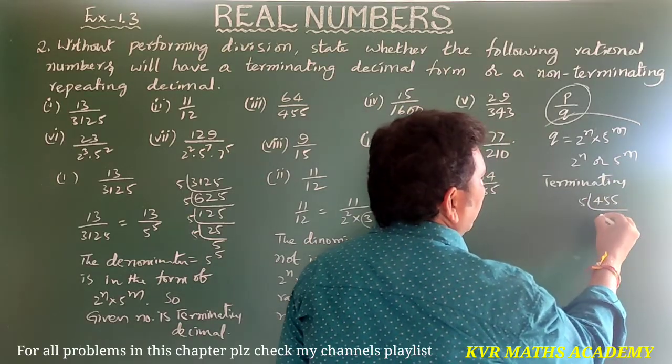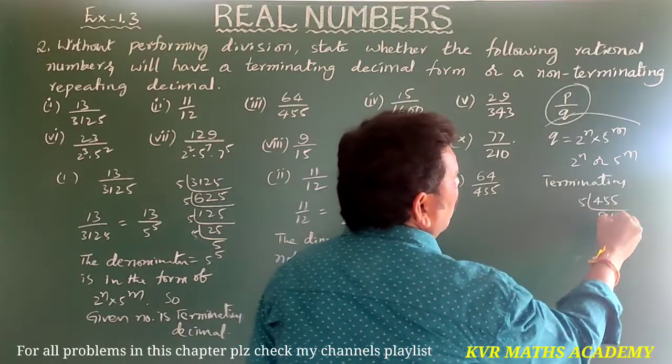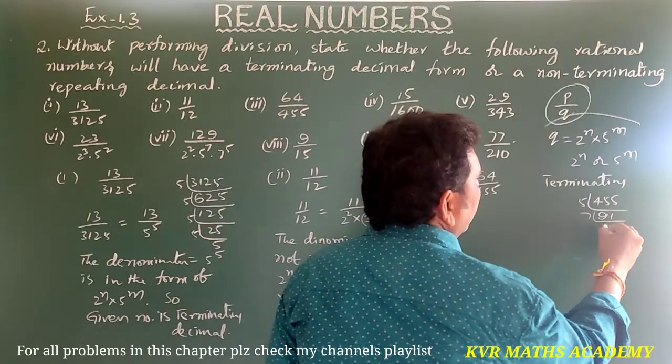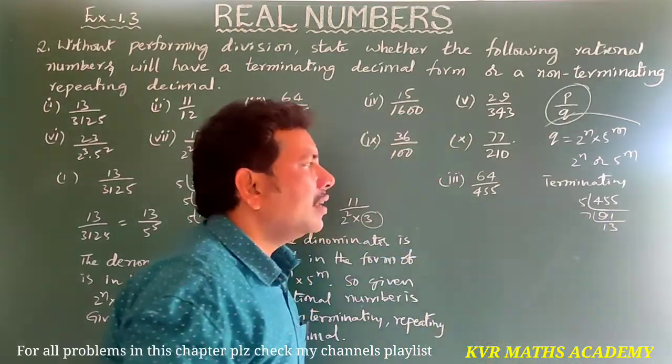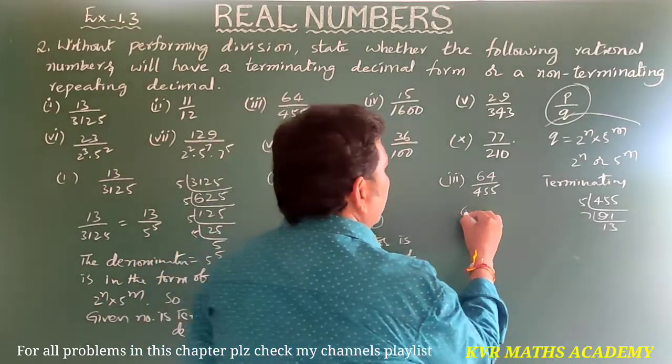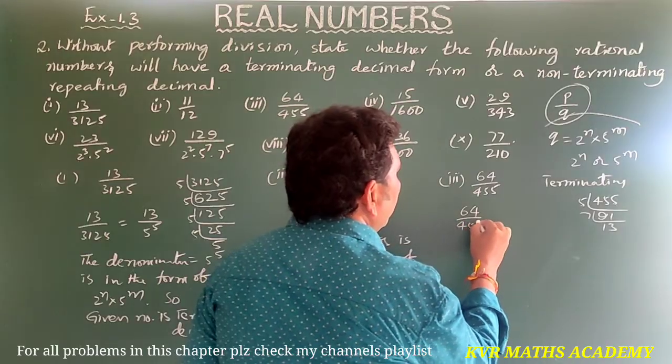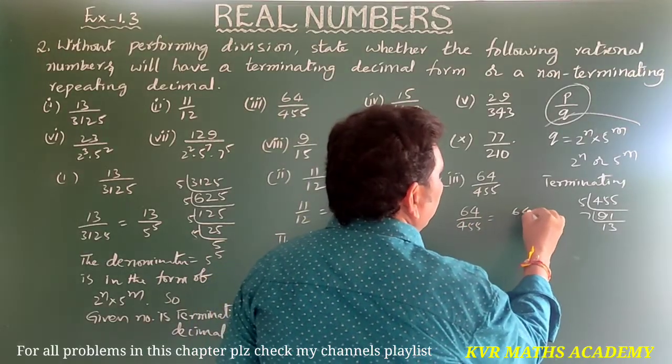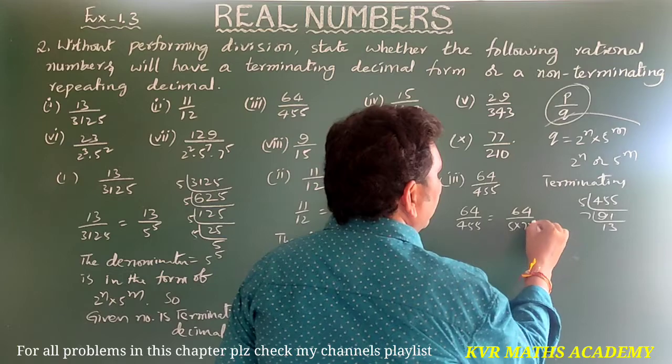So 5th table gets cancelled. 5 9s are 45, 5 1s are 5. So this is 7 13s are 91. See, all these are prime numbers only, na? 5 into 7 into 13. Yes. 64 by 455 is equal to 64 by 5 into 7 into 13.